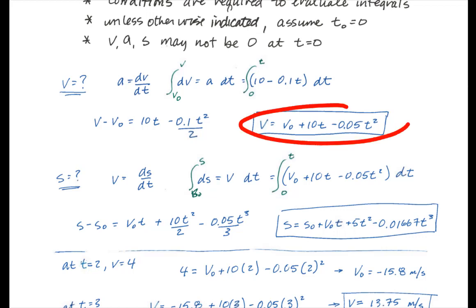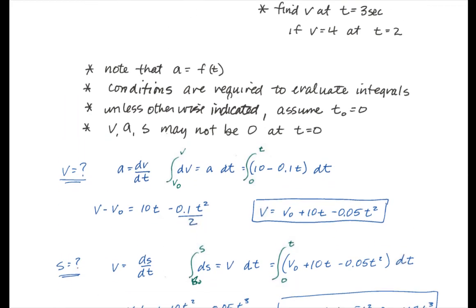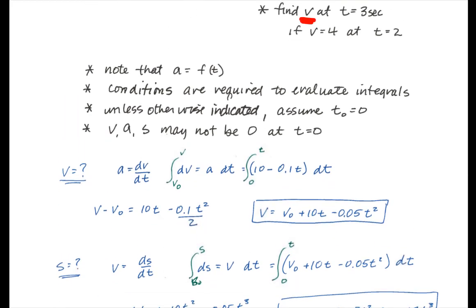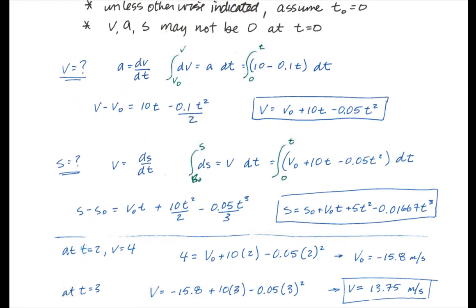Anyway, now I have expressions for velocity and expressions for position. Let's go back and see what we were asking for. We want to find the velocity when t is equal to 3 seconds, with the condition that at t is equal to 2, v is equal to 4. So let's see what we can do. At t is equal to 2, v is equal to 4.